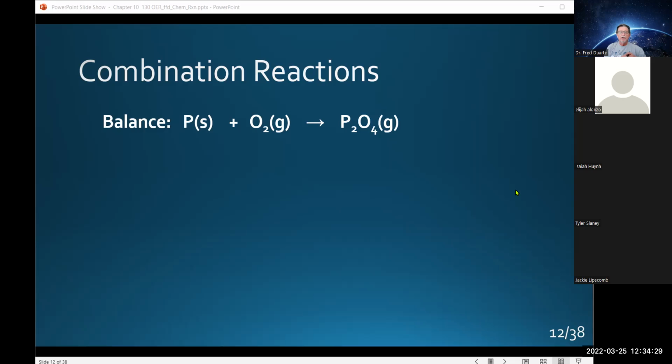Notice something. Phosphorus is in its elemental form. Oxygen is the elemental form of oxygen. They combine to form a compound. A compound, by definition, consists of two or more different elements. Here we got phosphorus and oxygen. Okay, so that is a means to determine and to classify what type of reaction this is.